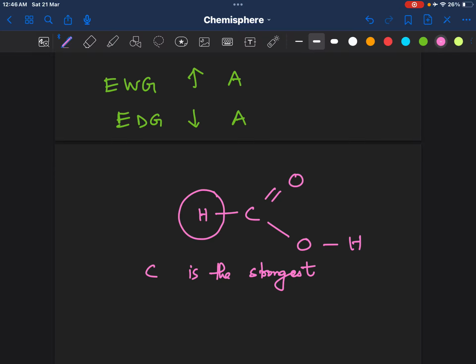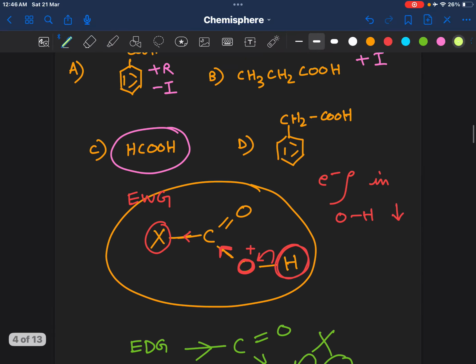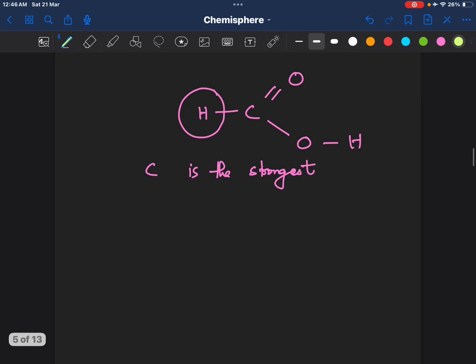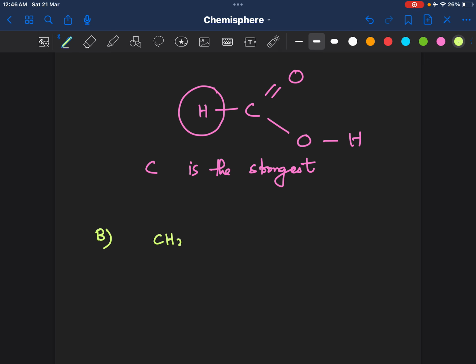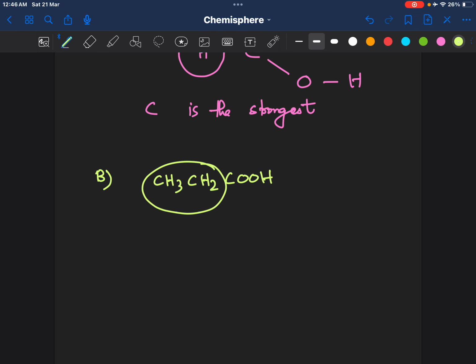Okay, let's look at B. As I wrote here, B is CH3CH2COOH, right? We can see that this has only a plus I effect, because this is an alkyl group, and it has an electron donating effect, plus I effect. Therefore it increases the electron density in the OH bond, and hence it is the least acidic out of all the four.